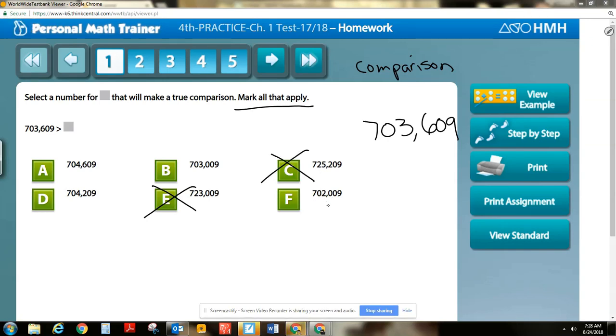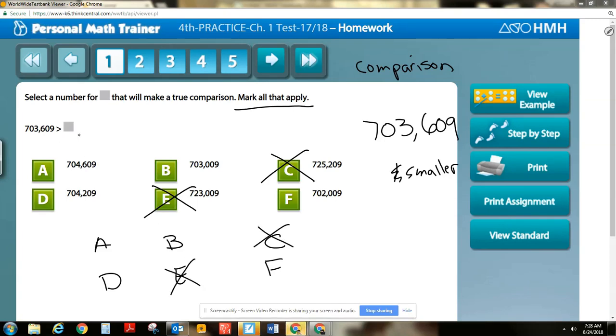Okay, now on your pink sheet you should have this number. Maybe you should write down smaller, right, because we're looking for numbers that are less or smaller. Then I would write down A, B, C, D, E, and F. That way you can cross them off as we go. You don't need to write the number next to it because it's right there on your screen. So we know it's not C, we know it's not E.